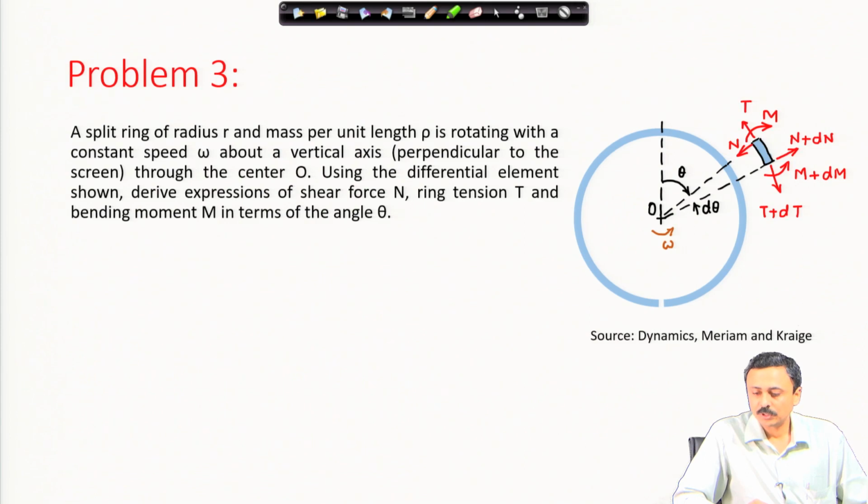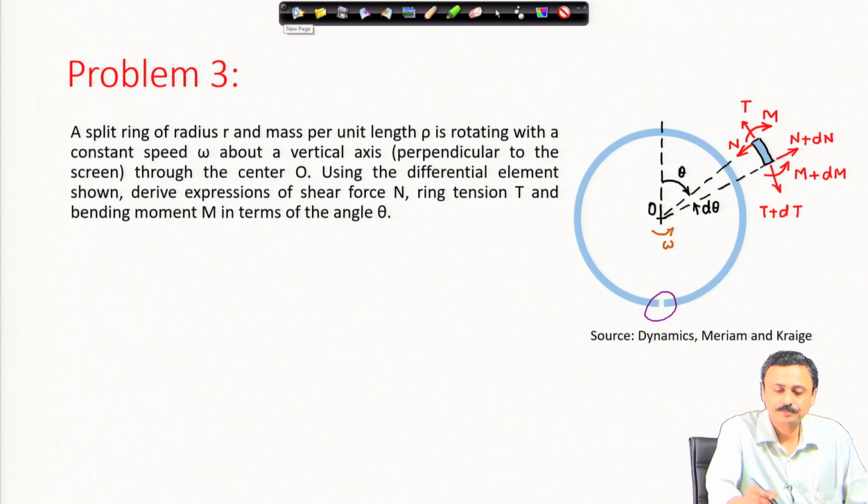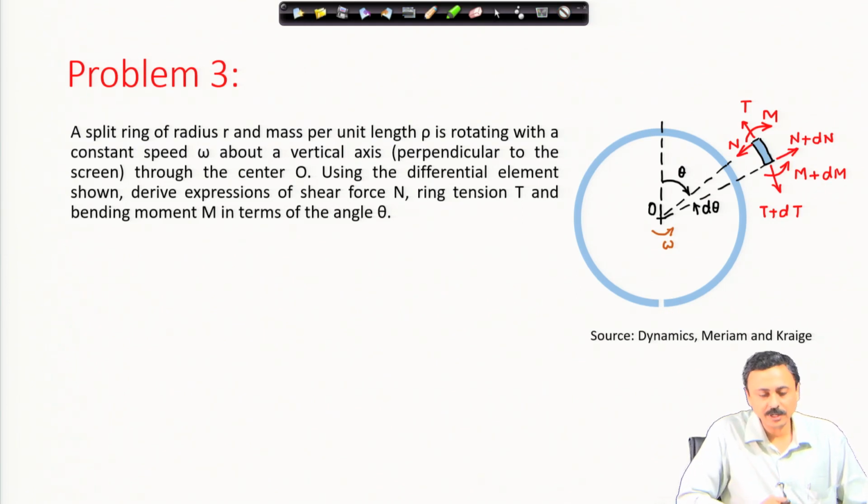We move to this problem of a ring. It is a split ring of radius r. A split ring is a ring with a gap here, as you can see. A split ring of radius r and mass per unit length rho is rotating with a constant speed omega. The direction of omega is shown, about a vertical axis which is perpendicular to the screen. It is a vertical axis through O and perpendicular to the screen.